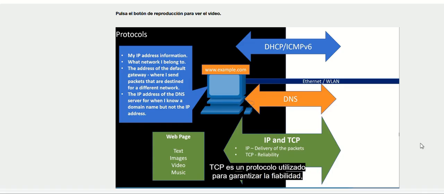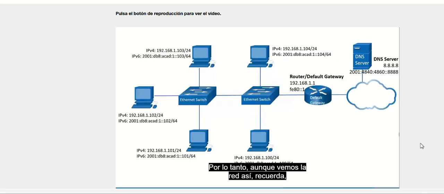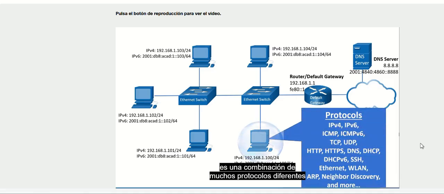TCP is a protocol used to guarantee reliability. In other words, to make sure all the information that was sent was received, such as the information that makes up the requested web page. If any of the IP packets don't make it to the destination, TCP resends them. So although we see the network like this, remember, it's a combination of many different protocols that allow devices to really see their place in the network and how to communicate with other devices.